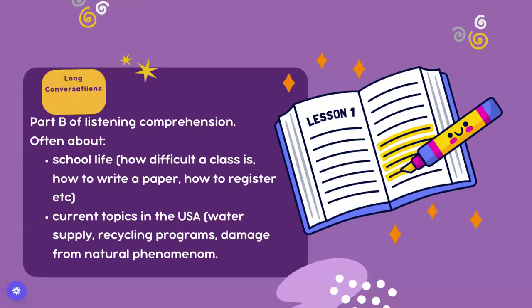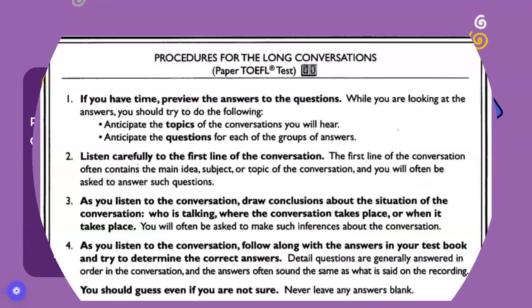Now, long conversations are part B of the listening conversation test. These conversations often talk about school life, which could be about how difficult a class is, how to write a paper, how to register for a course, etc. They also discuss current topics in the US, like water supplies, recycling programs, damage from natural phenomena, elections, etc.